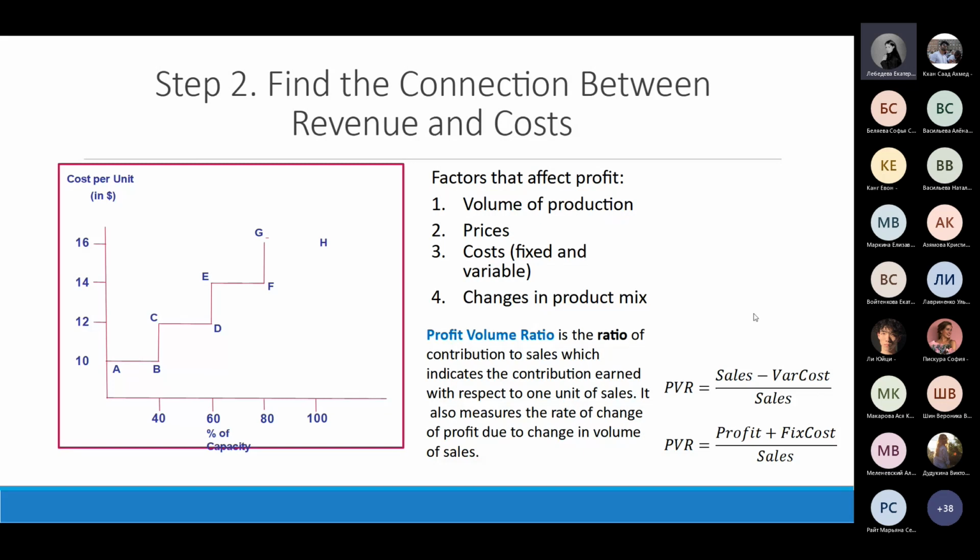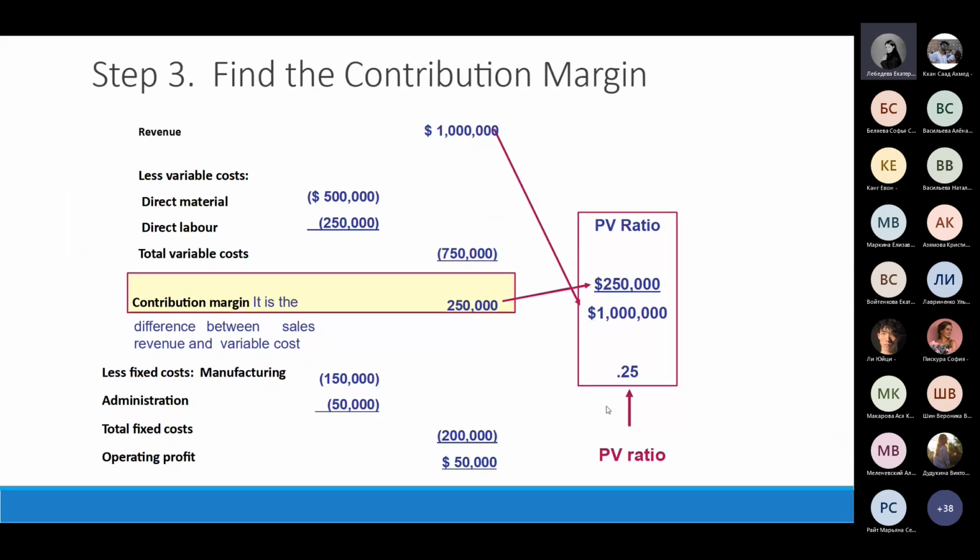So there you can see two formulas that could be used to calculate this profit volume ratio. And let's see the example. On step number 3, we calculate the contribution margin and this ratio. PV ratio is the relationship of the contribution margin in total and sales. So actually 0.25 means that each dollar of sales will bring us 25 cents of contribution. Not profit, but the contribution.